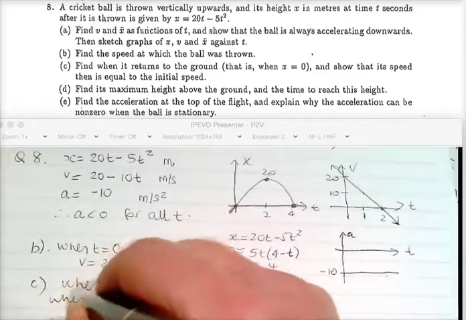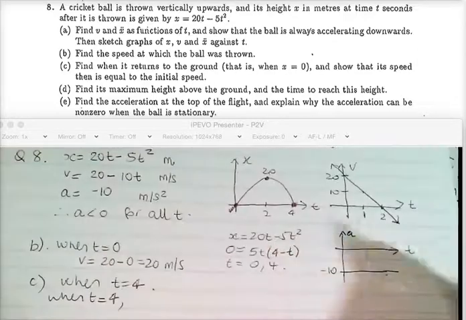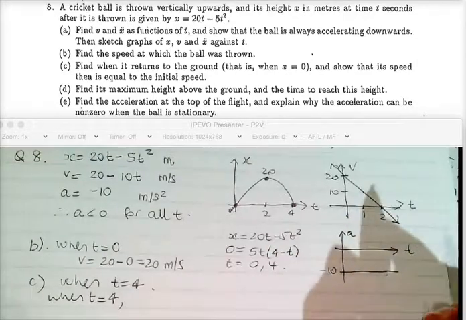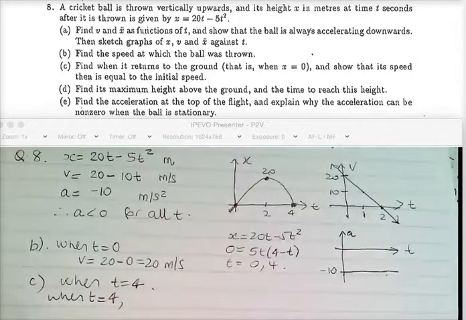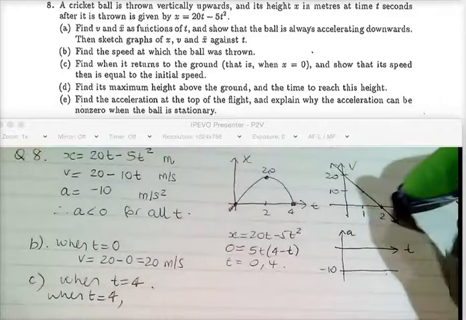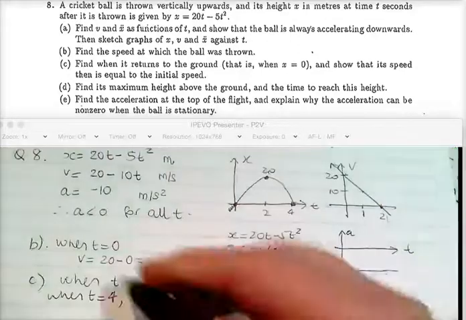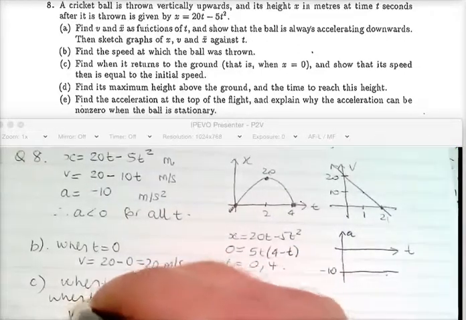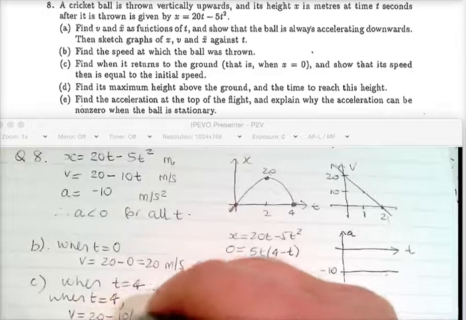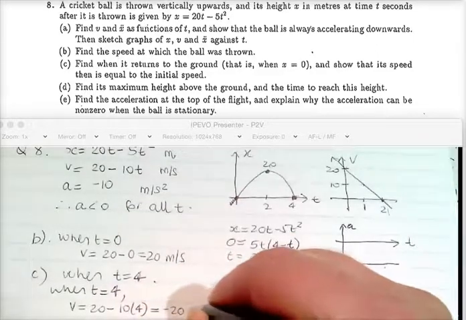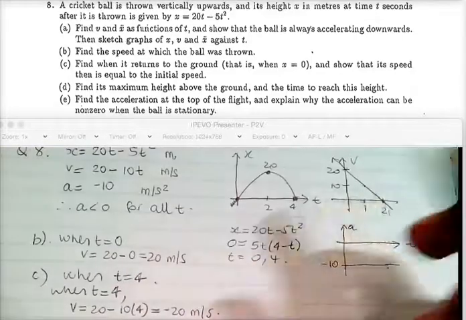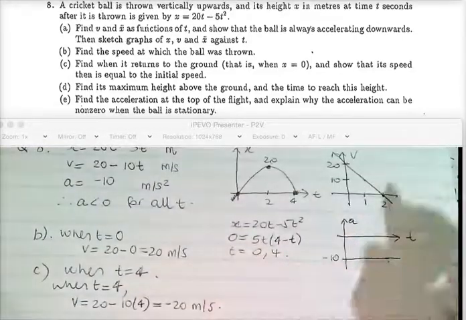So when t is 4, you want to find out the speed. You're just going to notice a little discrepancy here. So when t is 4, we get velocity is 20 minus 10 times 4, which is 20 minus 40, which is negative 20 meters per second. Now that's just traveling at 20 meters per second in the negative direction.